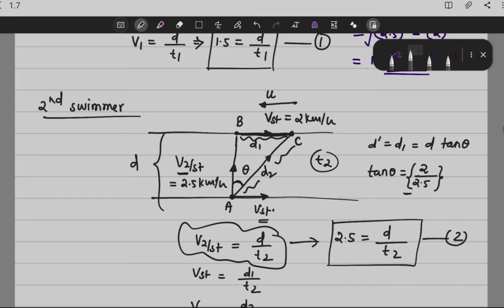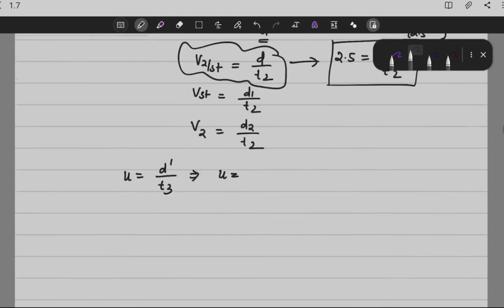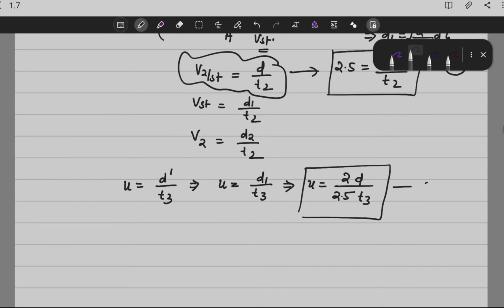And tan theta we can write as 2 divided by 2.5, because this velocity is how much? 2 kilometer per hour, and this velocity how much? 2.5 kilometer per hour. So tan theta is equal to this velocity divided by this velocity. Okay, so from here we can get d1 is equal to 2 upon 2.5 into d. So we can substitute here. So d1 divided by t3, so u is equal to 2d divided by 2.5 into t3. So this is our third equation.